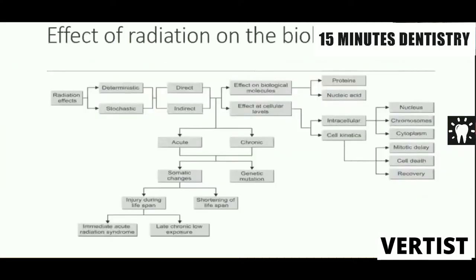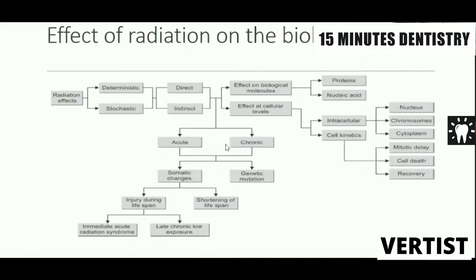Effects of radiation on biological tissues. Now, like I already told you, it is because of the property of ionization that various biological changes take place. The radiation effects can be classified as deterministic and stochastic, which can be either direct or indirect, acute or chronic. You can go up to the biological molecules where protein and nucleic acid is affected, cellular levels where intracellular and cell kinetics are affected.